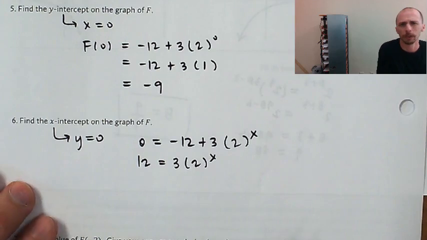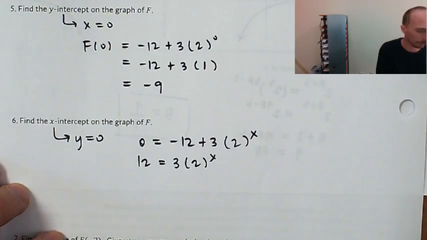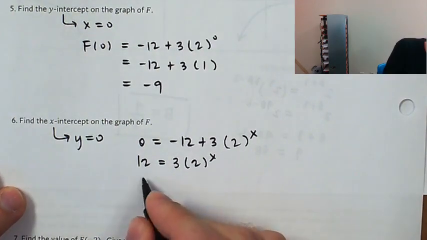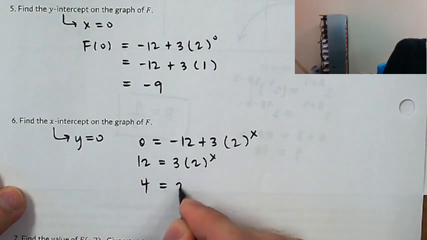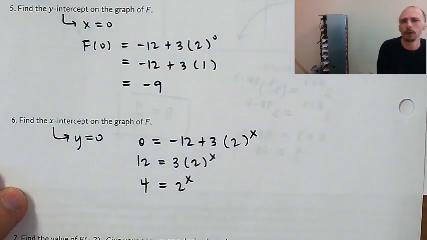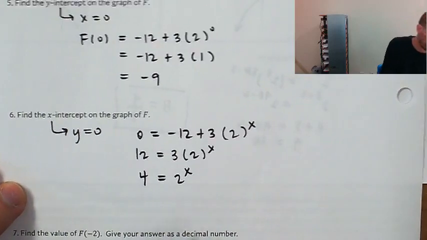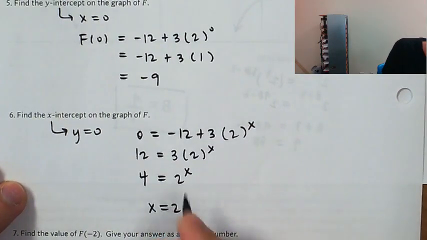To this point, if you're watching later, we know about logs, we know about all sorts of stuff. We didn't know a whole lot. We were just trying to get it down to 4 equals 2 to the x. And it's like, oh, wait, I know what x makes this true. 2 squared is 4, so x is going to equal 2.